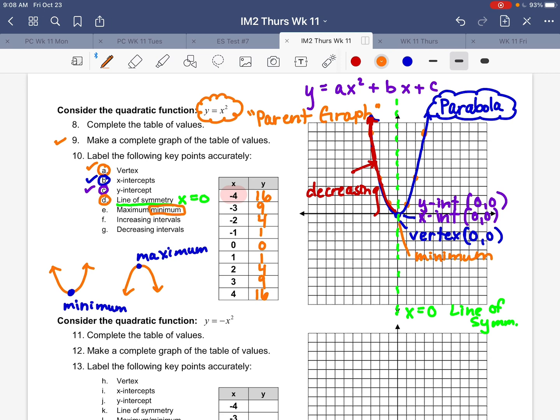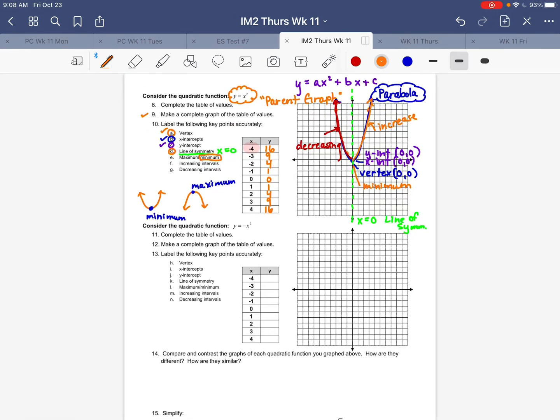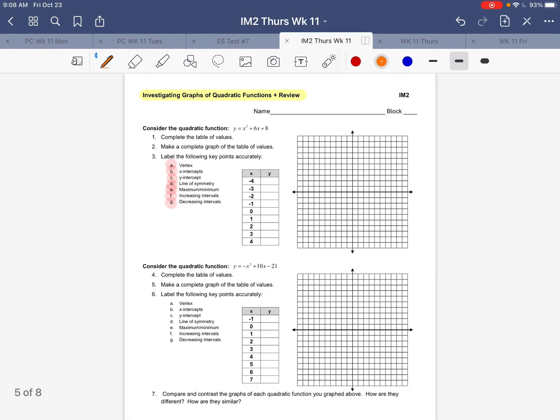Whereas the portion on the right, we start to increase. Okay, so that is numbers 8 through 10 done for you. Again, our very basic parent graph. Let's do another example. It's a little bit more interesting.